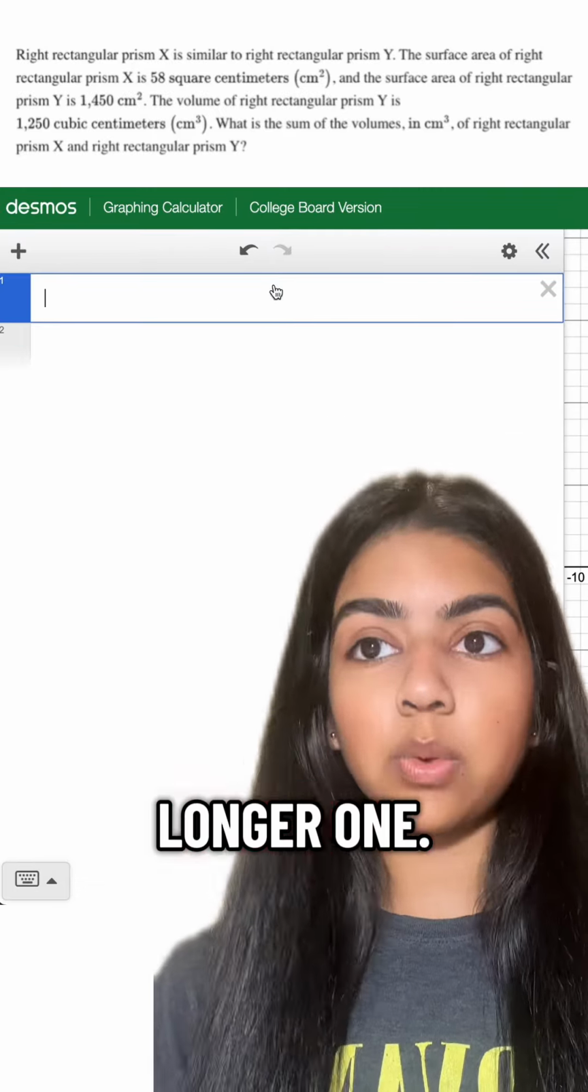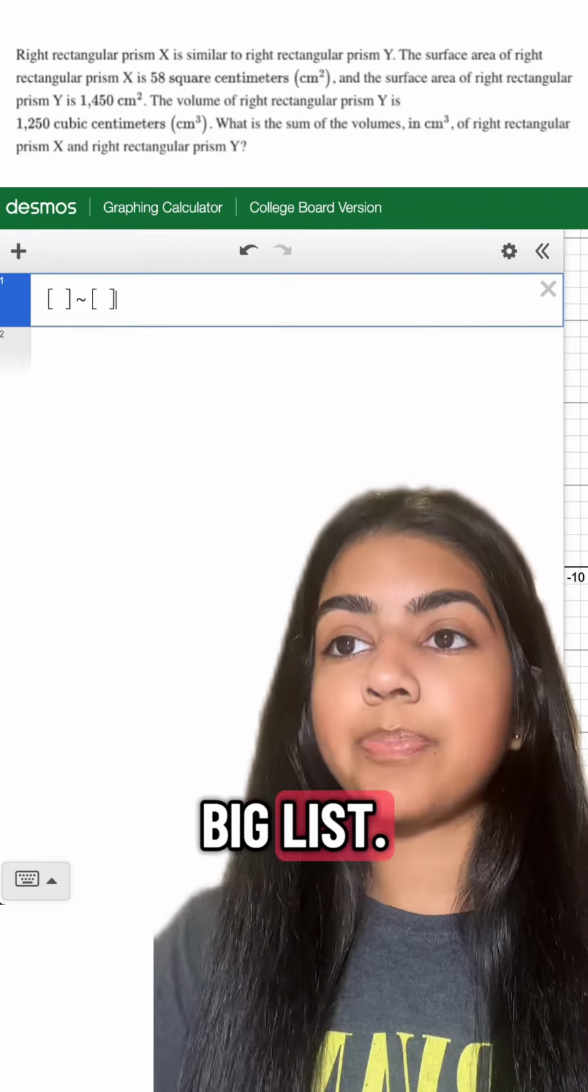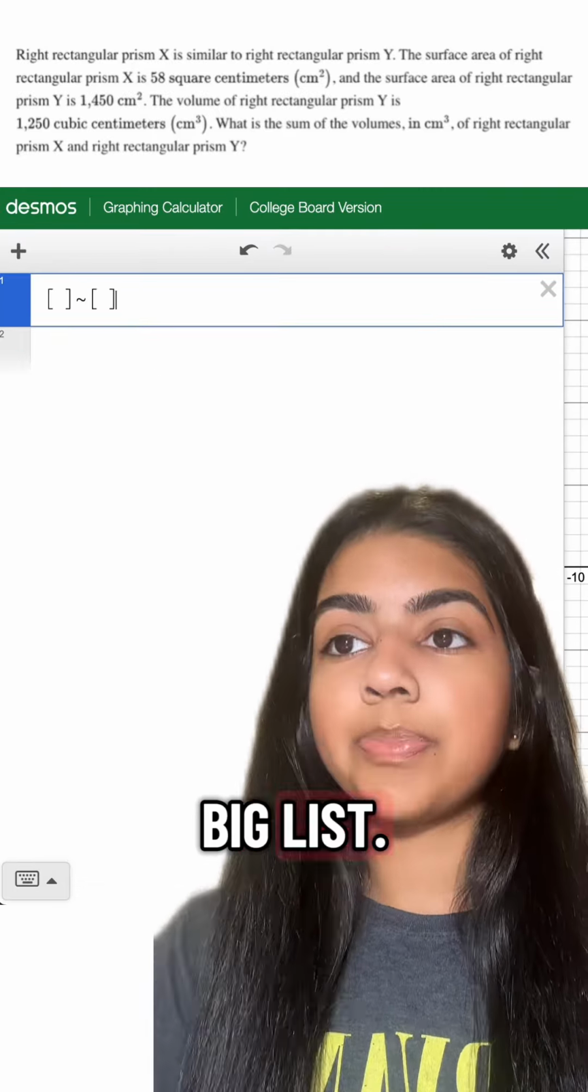Okay, ready, this is a bit of a longer one. So the very first step is to make a big list. Now, our very first equation here is that the surface area of rectangular prism X is equal to 58. So the surface area of a rectangular prism is 2 times length times width plus 2 times length times height plus 2 times width times height. So now this is our surface area for rectangular prism X.